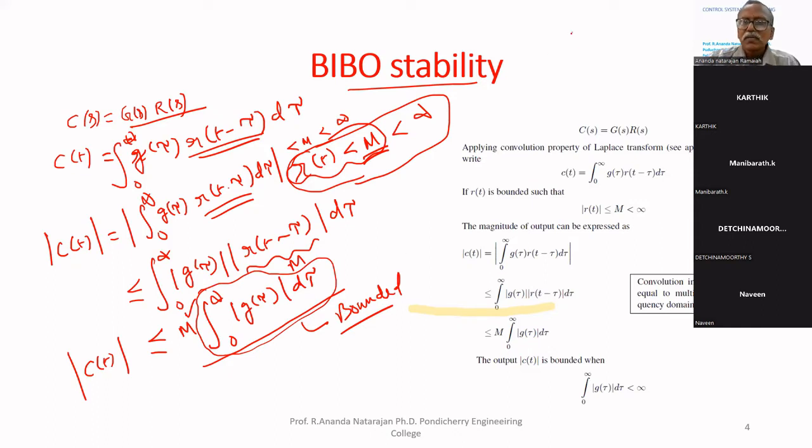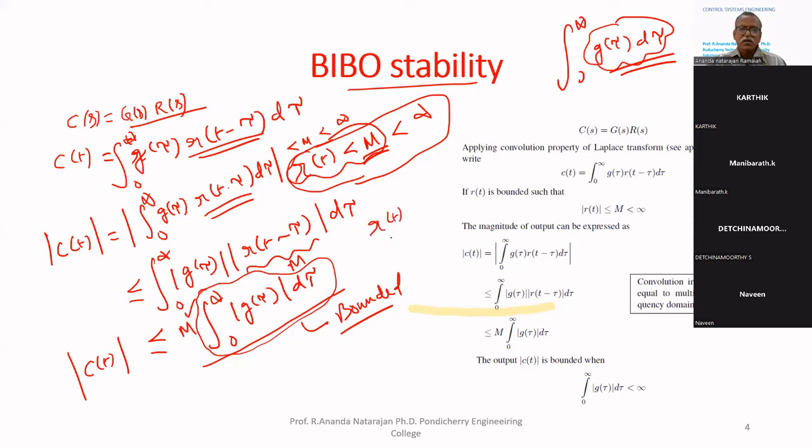What is this? The integral from 0 to infinity of G of tau d tau, what is this? This is nothing but the impulse response. What is impulse response? For an impulse input, R of S equals 1, R of T equals delta of T. For R of T equal to impulse input, R of S equals 1. For that, it is the integral from 0 to infinity of delta of T.